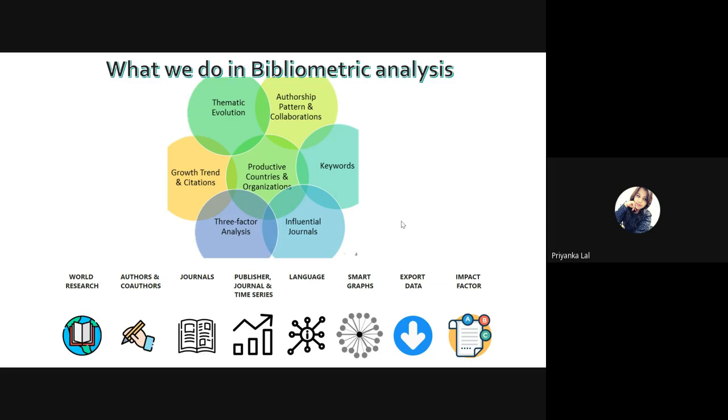Then influential journals. Now, this is sometimes contradictory, because sometimes it happens that open access has more and more citations as compared to the other subscribed versions. Then factor analysis, in which we have citations, then productive organizations, growth trend and citations. So this is what we do in bibliometric analysis.